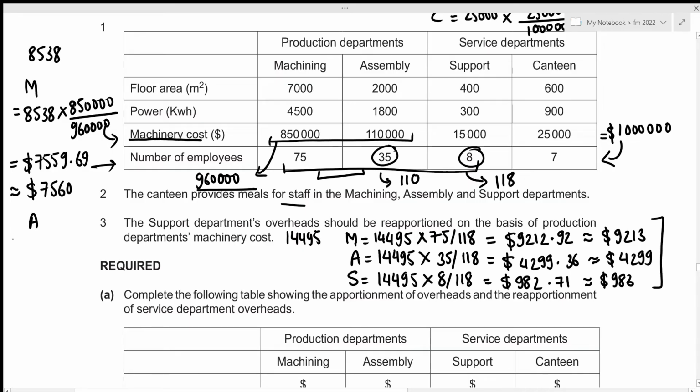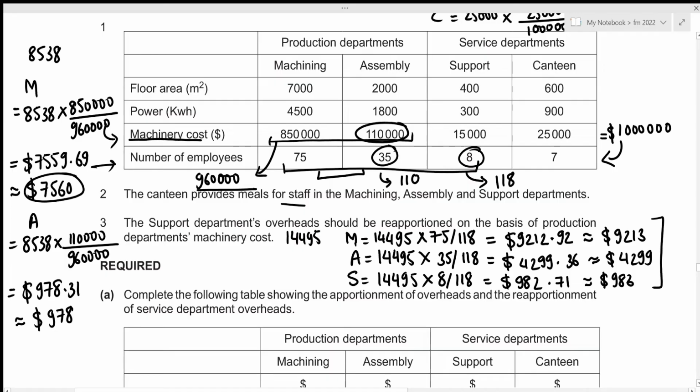That's going to be the total of 8,538, and we can see that out of the total machinery cost of 960,000, 110,000 belongs to assembly. So that's times 110,000 divided by the total of 960,000, which gives the reapportionment of support department towards assembly department to have the value of 8,538 times 110,000 divided by 960,000, which results in the value of 978.31. Again, we can round it off. So that's 978.